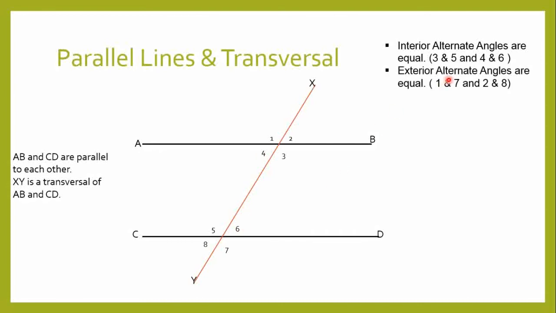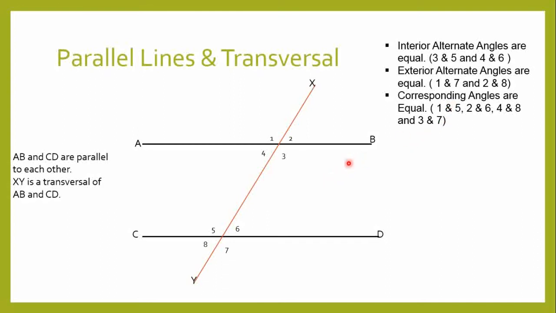Similarly, exterior alternate angles are also equal. So here the exterior alternate angles are angle 1 and angle 7, and angle 2 and angle 8. So angle 1 is equal to angle 7, angle 2 is equal to angle 8, because exterior alternate angles are also equal.